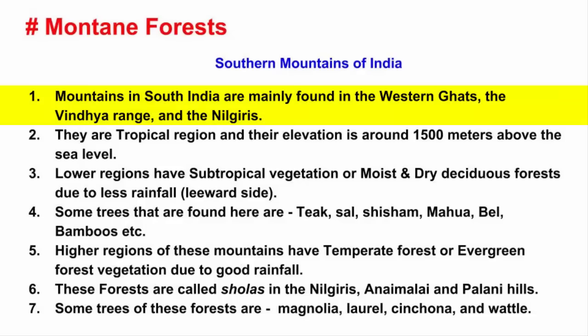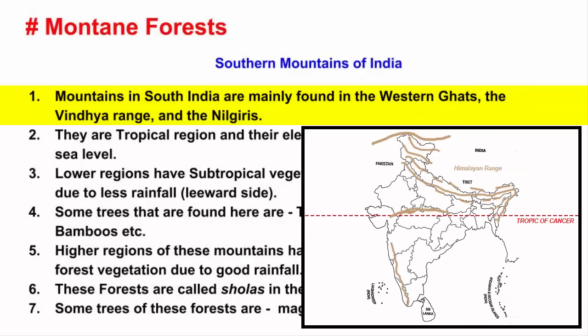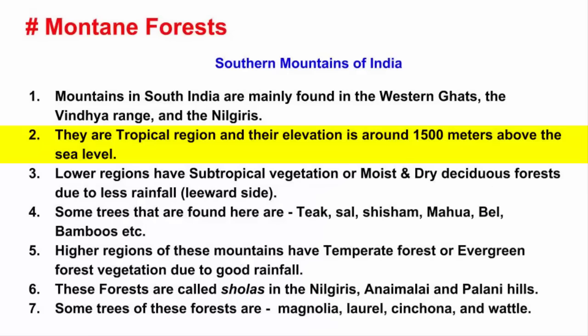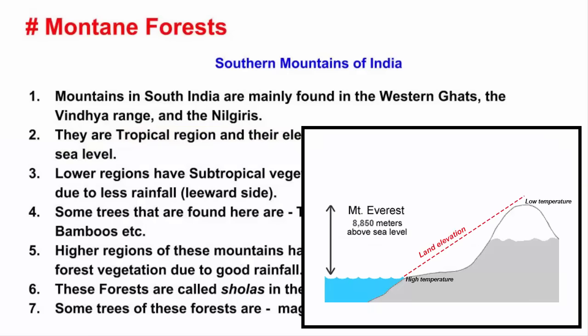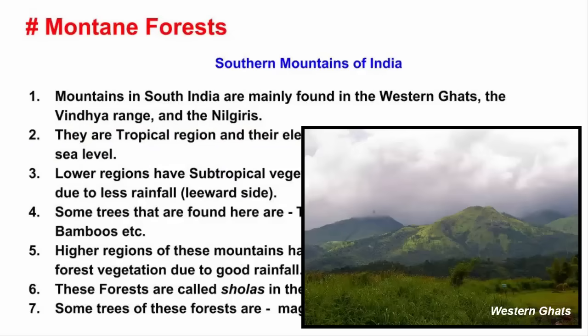When we say the mountains of South India, we refer to the areas of the Western Ghats, the Vindhya range and the Nilgiris. Now these places are in the tropics and their elevation is not that much. It is around 1,500 meters above the sea level. Again, let me remind you, with an increase in the altitude, temperature decreases. However, the mountains of South India are just 1,500 meters above sea level. You see, it is not that high compared to the northern mountains.